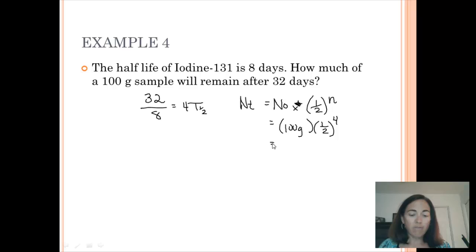100 times 0.5 to the 4th power gives me 6.25 grams of that iodine. What that means is 6.25 grams is still iodine 131. The other 93.75 grams has decayed into some other more stable element. It is still there, it's just not iodine 131 anymore.